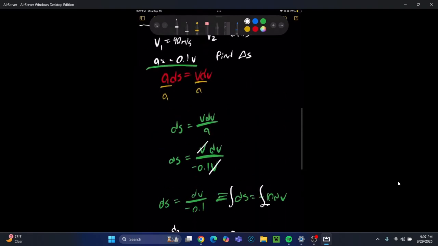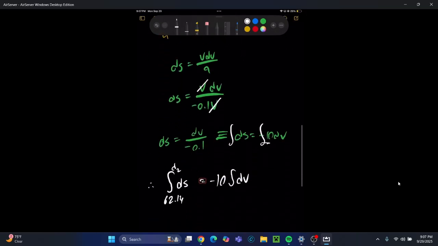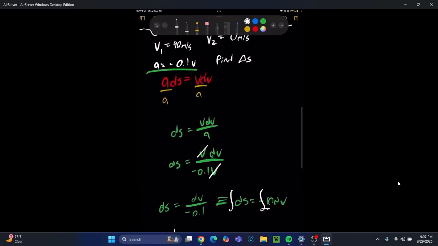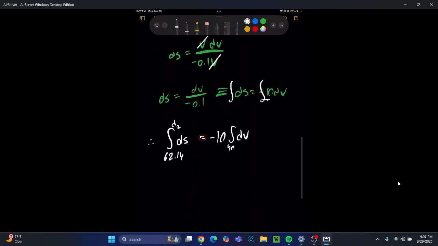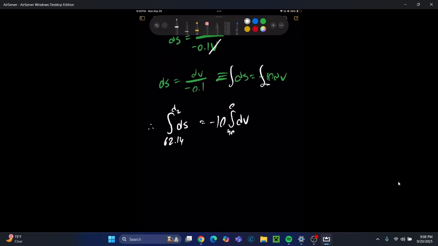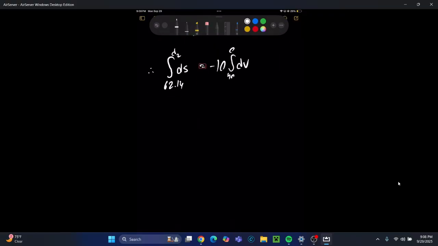Similarly with our velocity, where are we starting with our velocity? Our velocity is starting at 40 meters per second, so we're going to put 40. And where do we end? Well, we end when we're at rest, so our end limit is 0, right? So then now we just take these out. We have S on the range of 62.14 to D2 equals negative 10 times V on the range of 40 to 0.